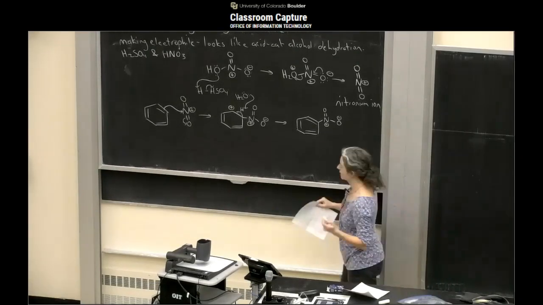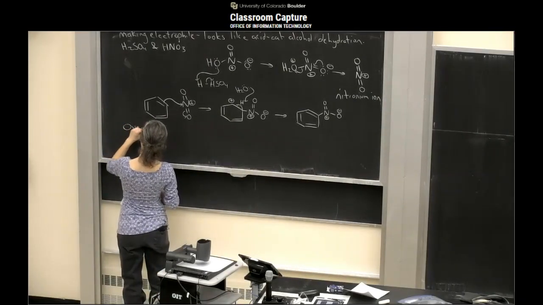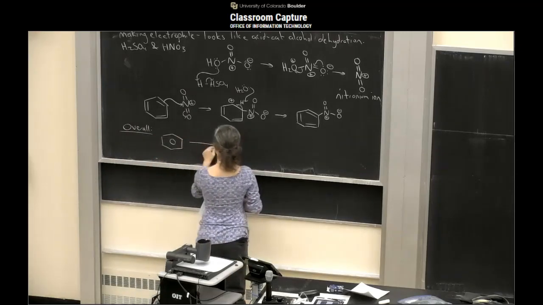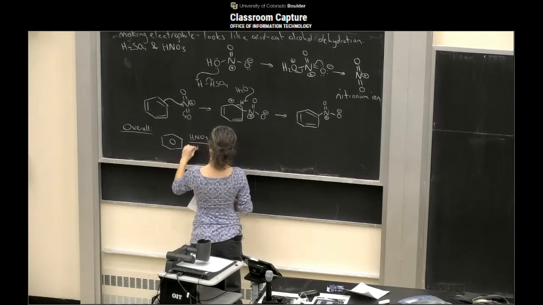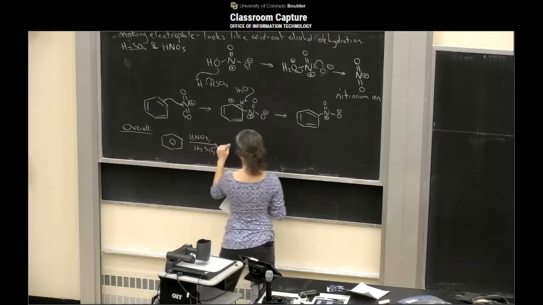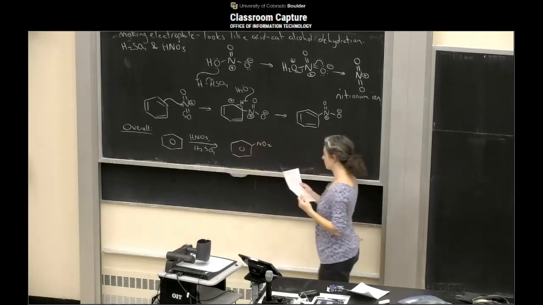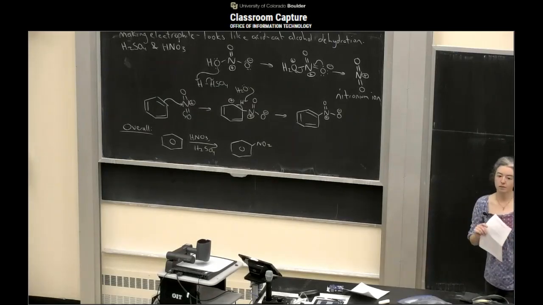Overall, you're just going to write whatever aromatic ring, and then the 2 acids that we used, HNO3, H2SO4, and you get a nitro group on the ring. Okay, so questions about that?